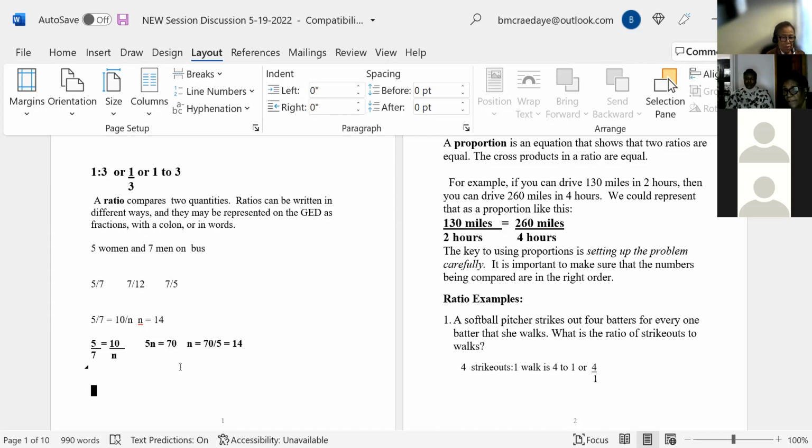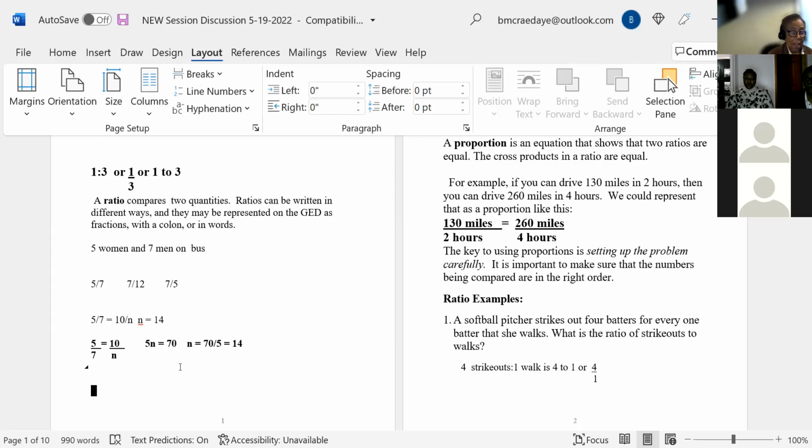And with proportions, you always have 4 values, and you're given 3, and you solve for the 4th one. Ratio and proportion is a very powerful tool. You can use it on a lot of questions. That's why it's good to understand it.